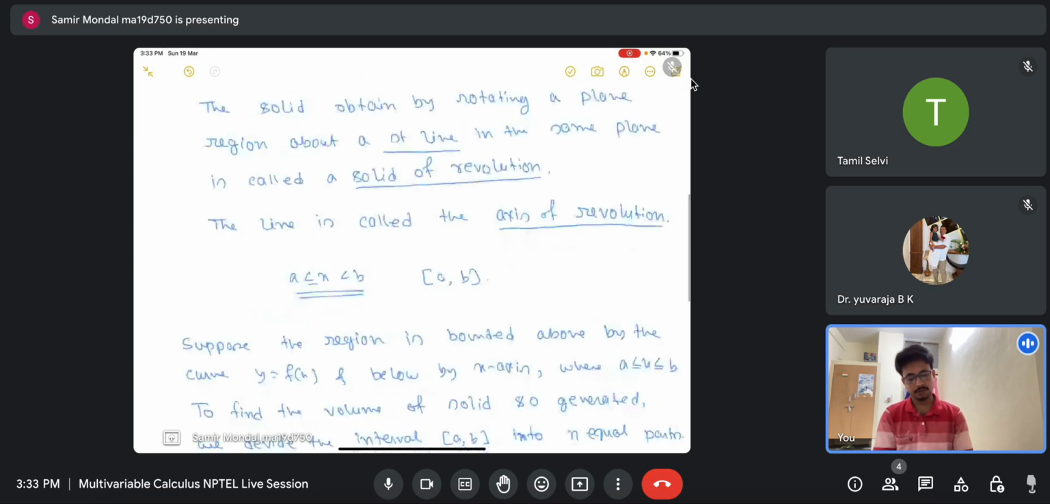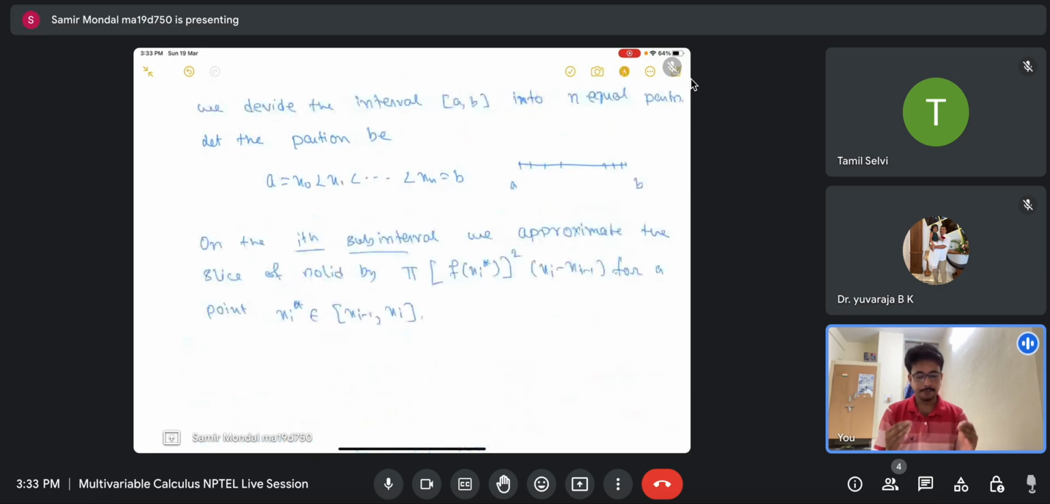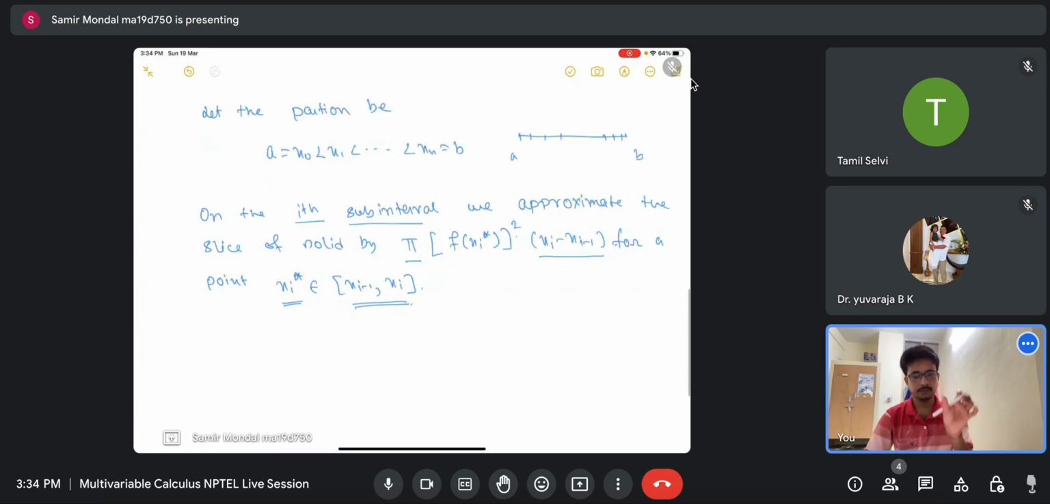So on the ith sub interval we approximate the slice of solid by pi f of xi star whole square into the length of the sub interval, for a point xi star belonging to the ith sub interval. This is for only the ith sub interval. Now what will happen for the whole solid of revolution? Naturally, we will take the sum over the full interval.